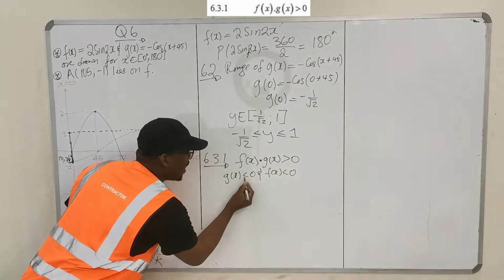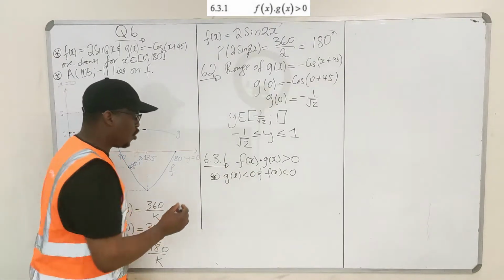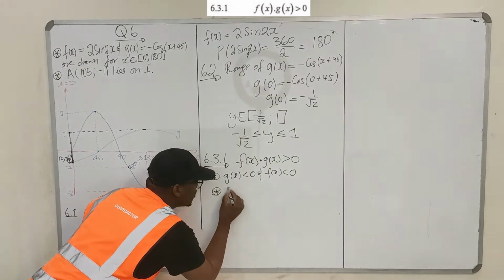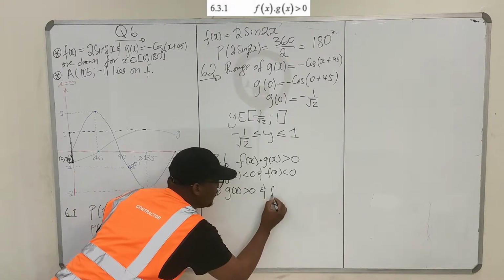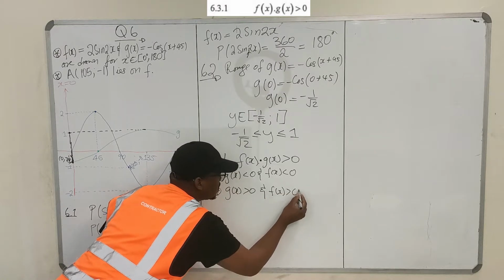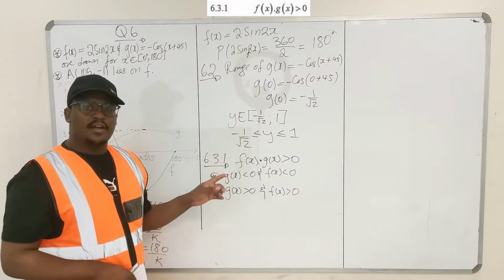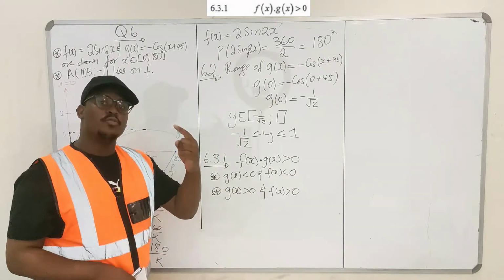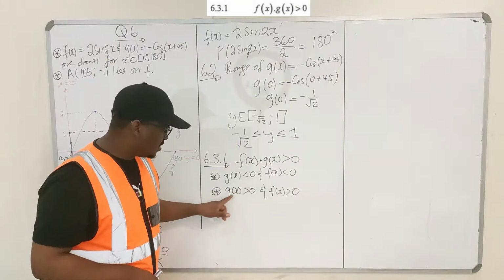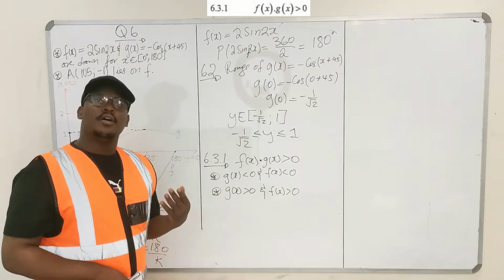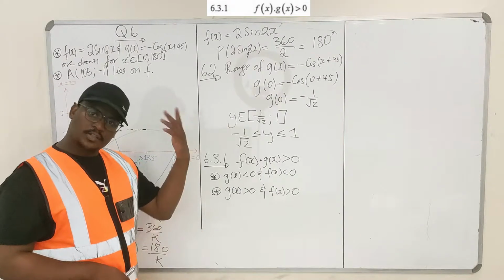So you will find this condition where both your functions are less than 0, or where both of your functions are positive, g of x is positive and f of x is positive. So you must look at your graph where both of them are positive or both of them are negative. That's when you obtain a positive product. That's what we need to do. So let's go and look at our graph.